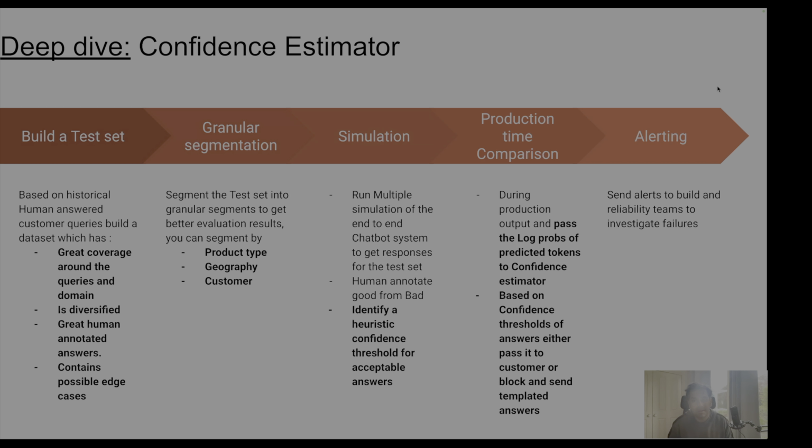So for a confidence estimator, first you need a test set. Second, make sure you have a good granular segmentation of different kinds of problems in the test set. It could be separated by product type, by geography, by customer, and so on and so forth. And the third step, which I reckon not many teams are doing, is simulation. It's a bit costly, but the price of tokens has come down rapidly in the last year.